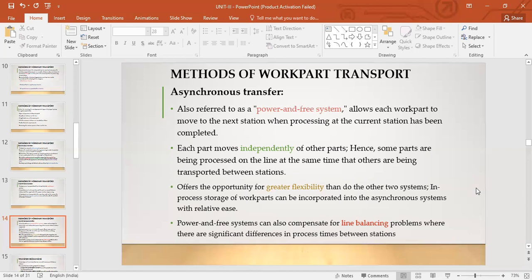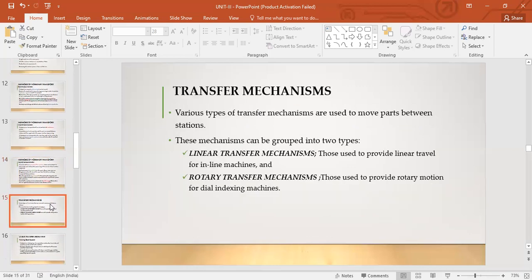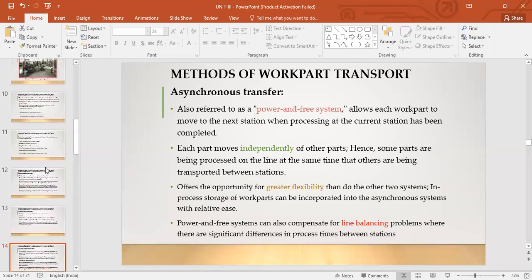Okay, I hope that is clear, right? Methods of work part transport.